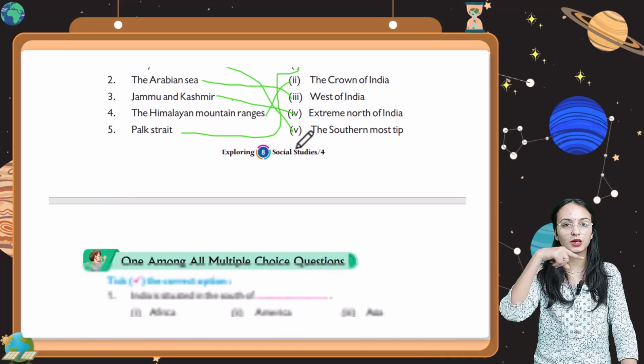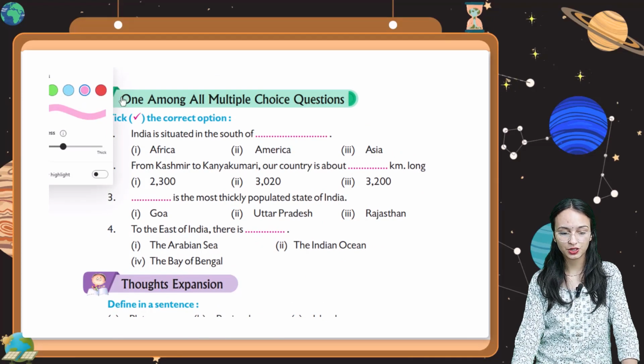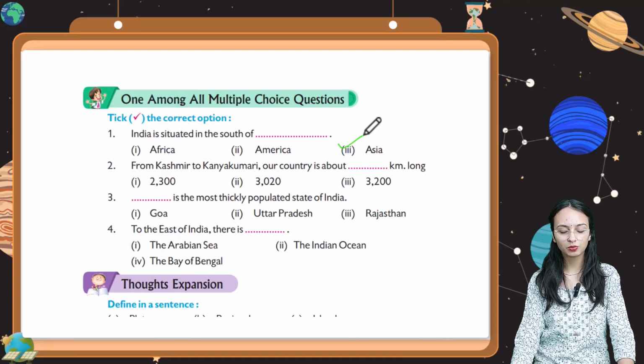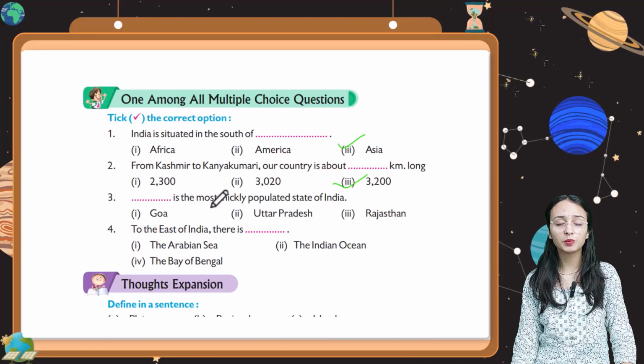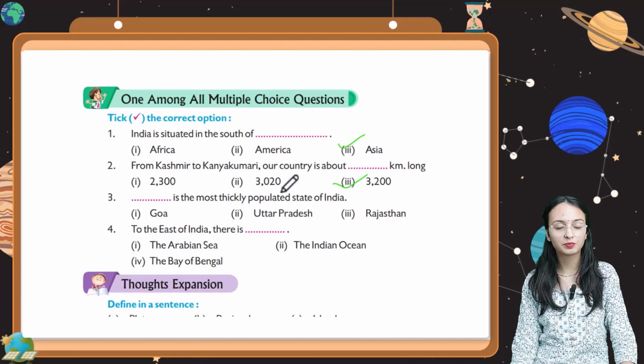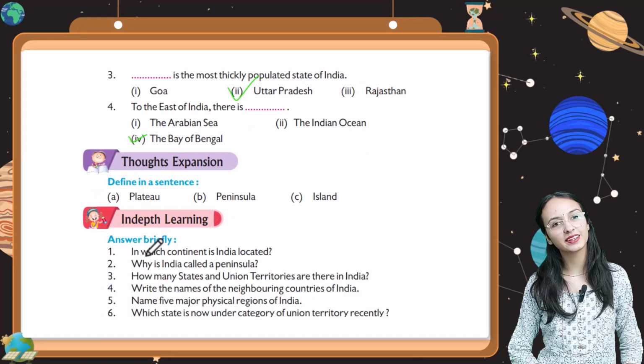Now we have to tick mark the correct options. India is situated in the south of, that's right, it's Asia. From Kashmir to Kanyakumari, our country is about, that is right, 3,200 kilometers. Uttar Pradesh is the most thickly populated state of India. To the east of India, there is Bay of Bengal. With this, we finish our chapter and the exercises.